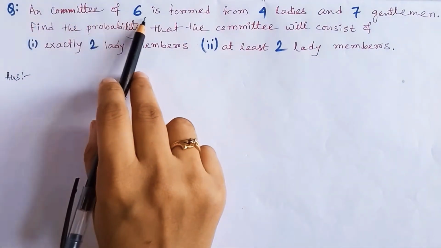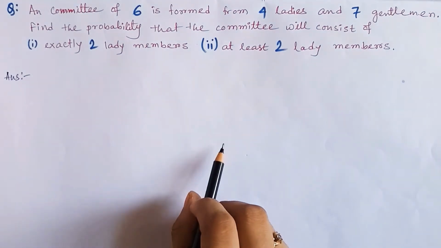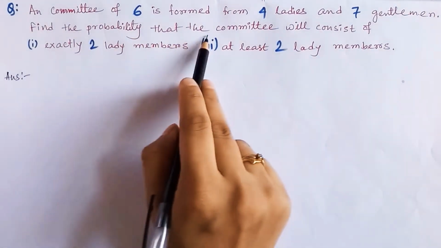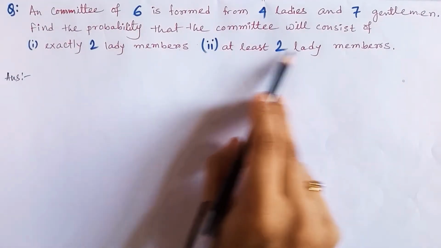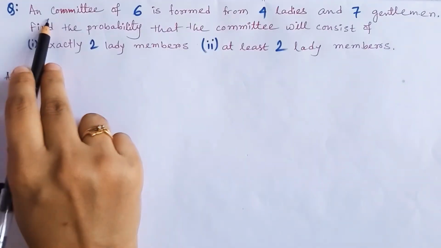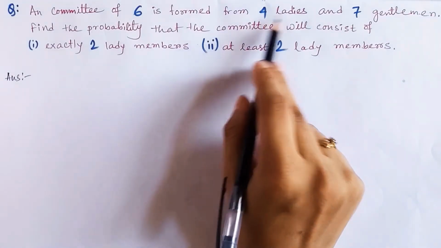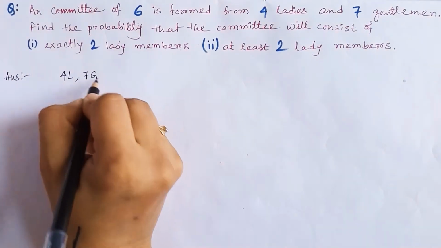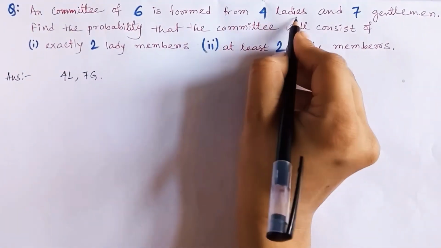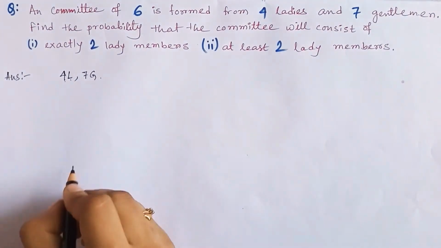A committee of 6 is formed from 4 ladies and 7 gentlemen. Find the probability that the committee will consist of exactly 2 lady members, at least 2 lady members. So here we see that a committee of 6 is formed from 4 ladies and 7 gentlemen. So I am writing 4 ladies as 4L and 7 gentlemen as 7G.